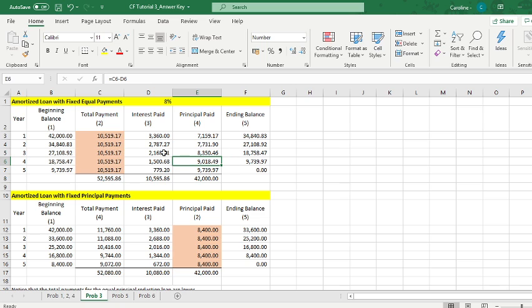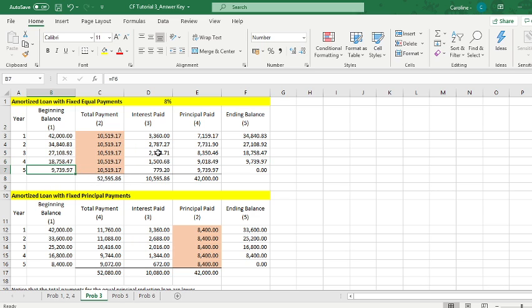And for the ending balance, you just need to subtract this beginning balance with the principal paid, and you find the ending balance of this, and the ending balance of the year 4 will become the beginning balance of the year 5.